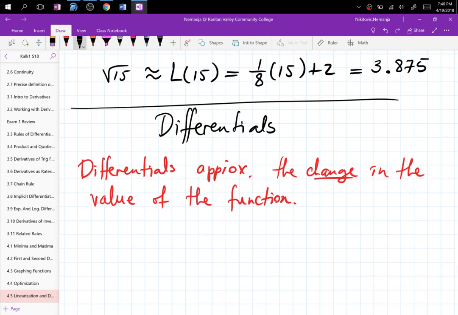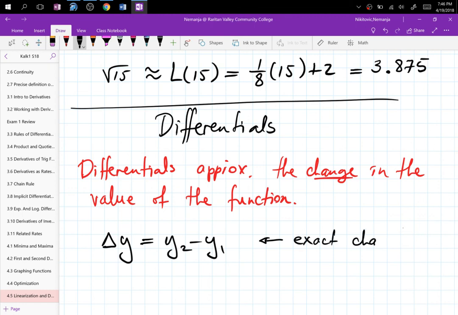Now, delta y is y2 minus y1. And this is the exact change. But that requires you to compute the function at x1 and the function at x2 and then subtract those two numbers to get the exact change. In many situations, it's much faster to compute the differential, which gives you this approximated difference, than to actually compute the values.